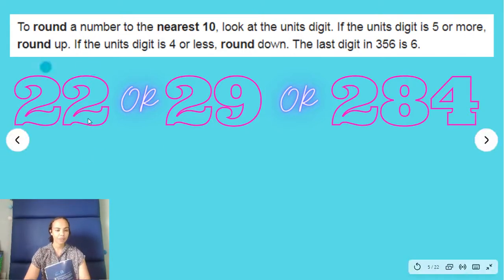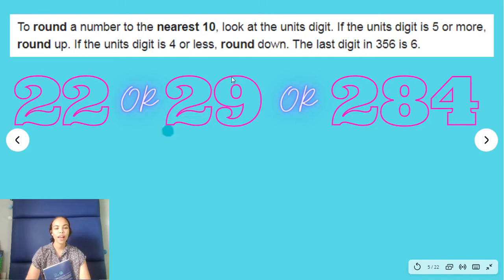So here we have a 22. We have the number 22. In the tens column I have a 2. In the units column I have a 2 as well. Now it says, if the units digit is 5 or more, round up. Round up means plus 1 over here. Okay, so rounded to the nearest 10, this number would be 20. Okay, because that is not 5 or more. So it's just 20. We round down.